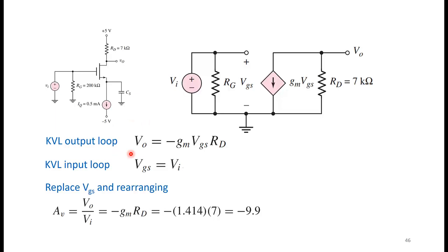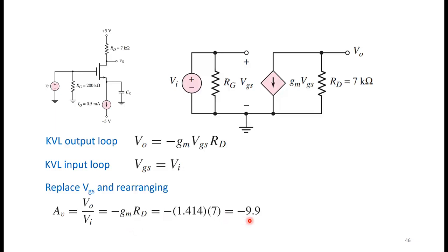But here at the KVL output loop, I have V out and VGS. And the good thing is that I can find VGS from the input loop. So if I do KVL at the input loop, VGS is Vin. Okay, it's given directly here actually. So VGS is Vin. So replace VGS equals to Vin here, then I will have V out equals to negative GM Vin RD. Put the Vin at the other side of the equation. So I get V out over Vin equals to negative GM RD, which is equals to negative 9.9.